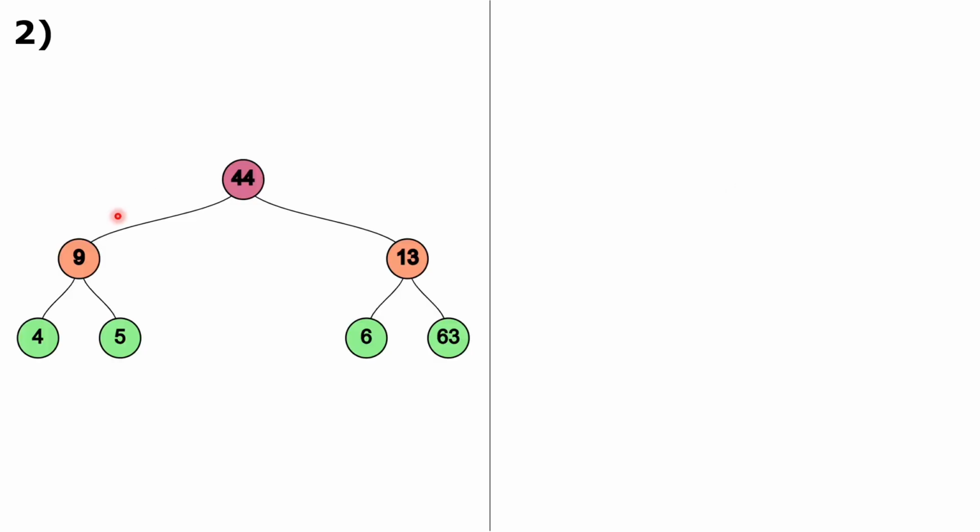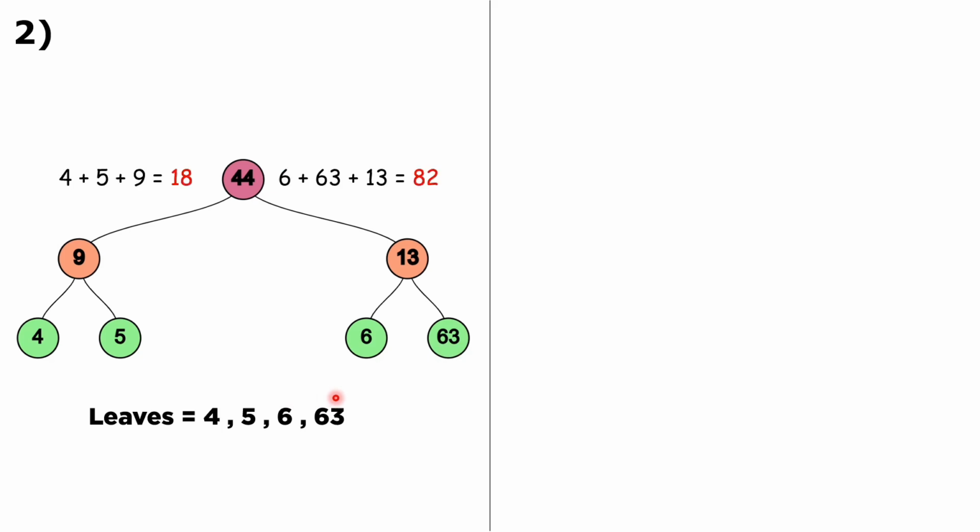For case 2, the binary tree will be taken the same from the previous case. The only change is there is one leaf node, that is 63 instead of 7 from the previous case. So the leaf nodes are 4, 5, 6 and 63. The sum of both subtrees, that is 18 plus 82, is 100. But here the new root node's value is not equal to this sum of subtrees. So this is not a sum tree.